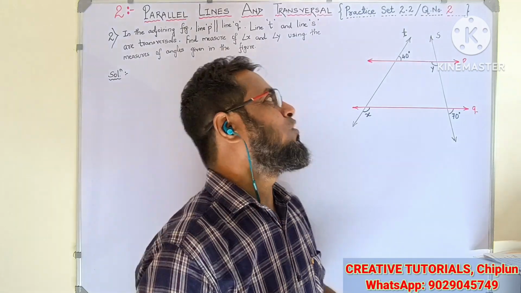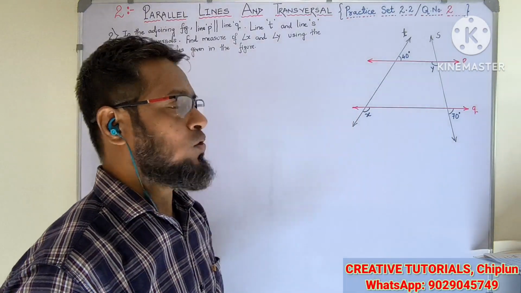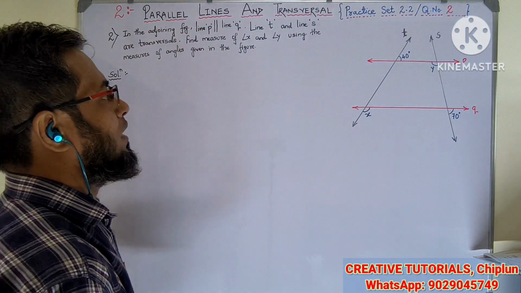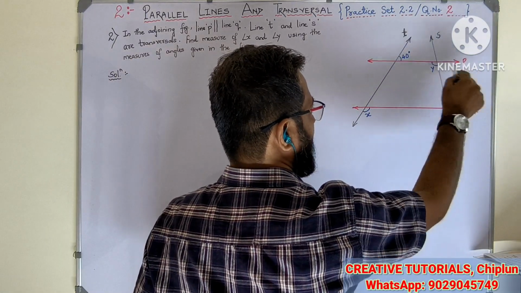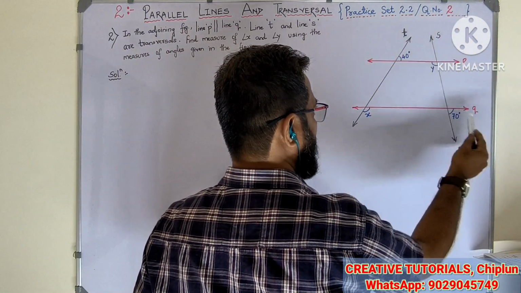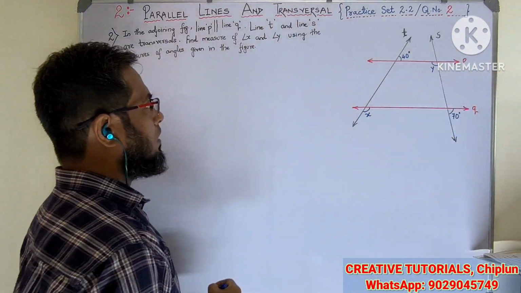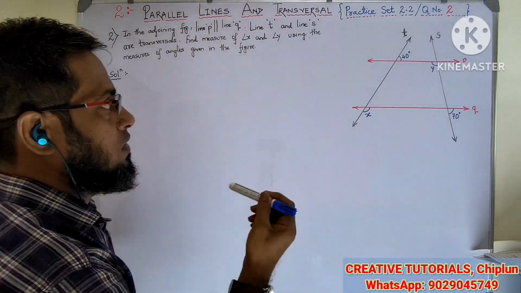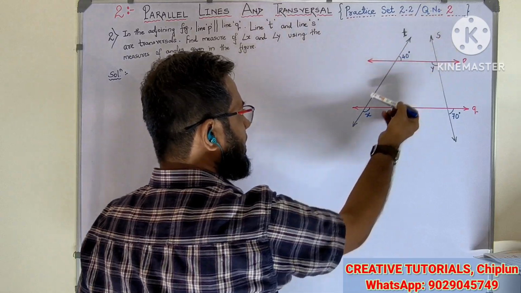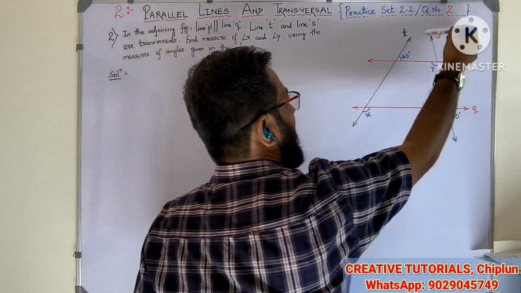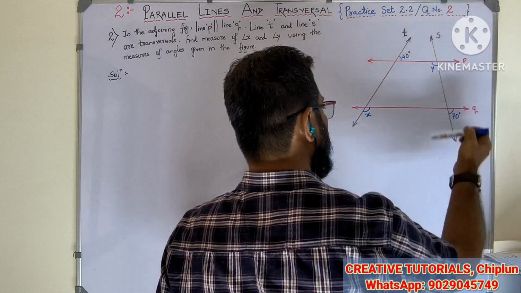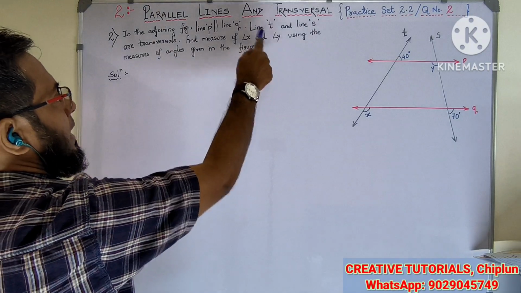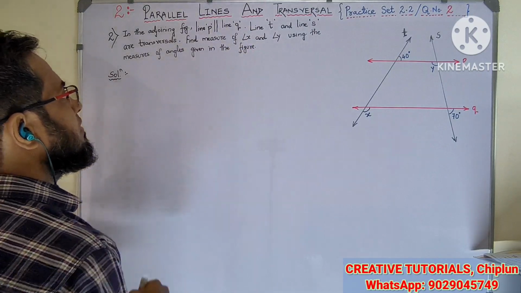Dear children, today we are on question number 2 of our practice set 2.2 and the question is something like this. In the adjoining figure, line P is parallel to line Q. You can see these two red lines right now. This is line P and this is line Q, and these two lines are parallel to each other. That has been given to us, and line T and line S are transversals. You can see these two black lines. This is line T, which is also a transversal, and line S in black color is another transversal given to us. Find the measures of angle X and angle Y using the measures of angles given in the figure.